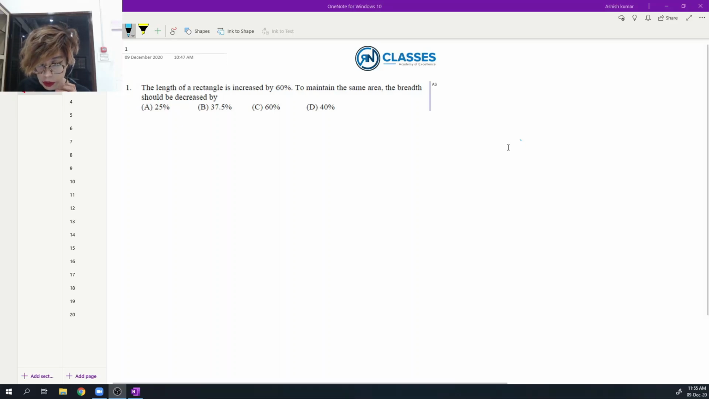Alright, so now we are discussing the scholastic math part, and we'll start with the first question. So let's begin. He says the length of a rectangle is increased by 60%. To maintain the same area, the breadth should be decreased by. Alright, now length and breadth increase and decrease की बात हो रही है.